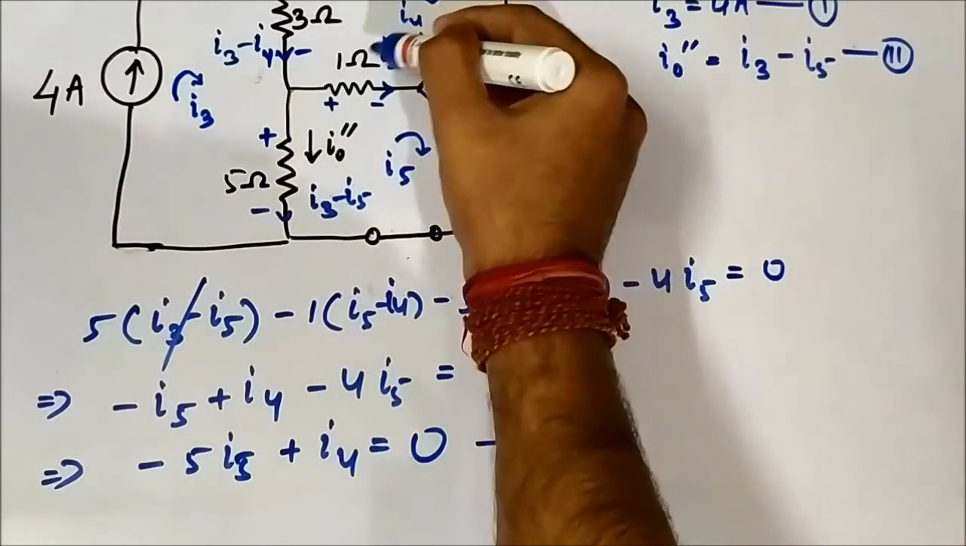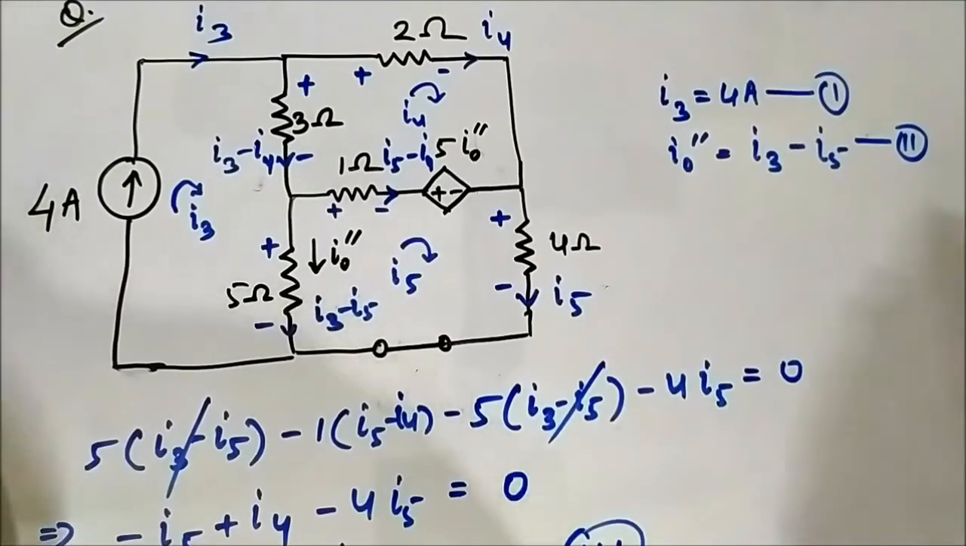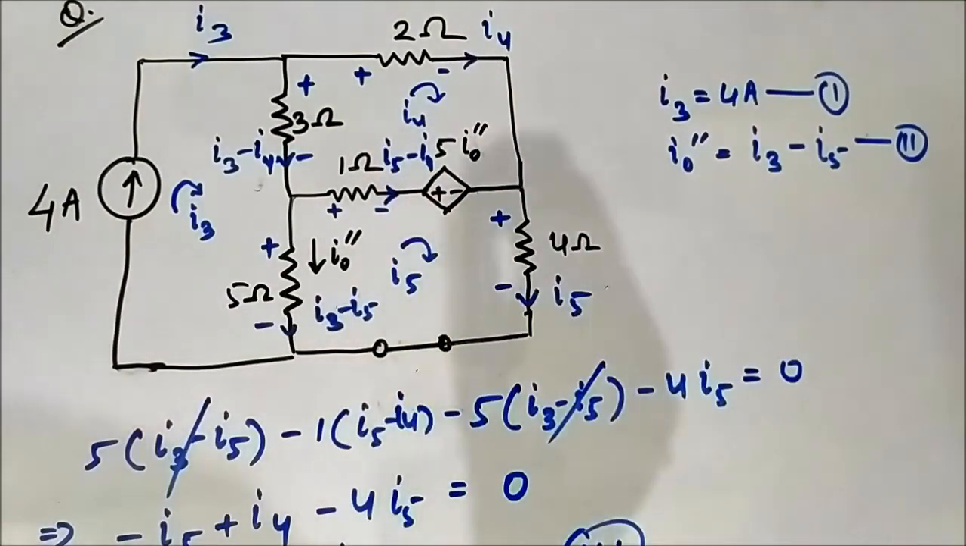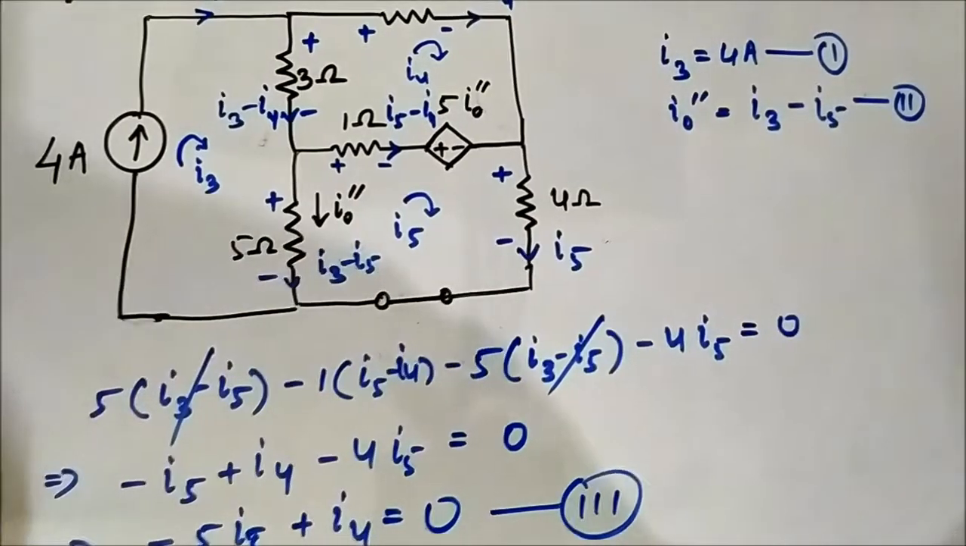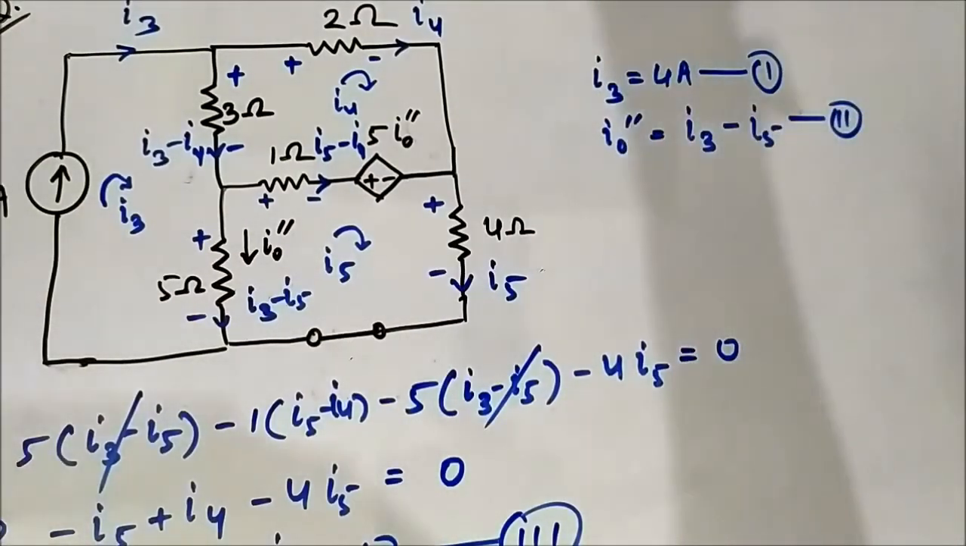Now we will apply KVL in this upper mesh to find out the fourth KVL equation. Then we will determine the values of I3 and I5, which is required to determine I0 double dash. Okay.